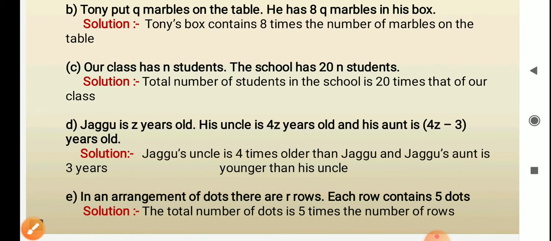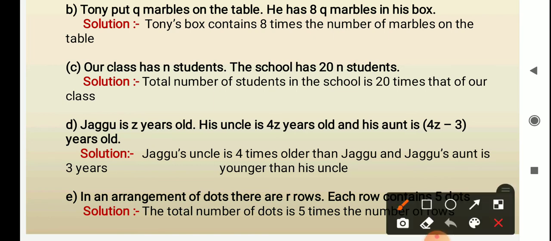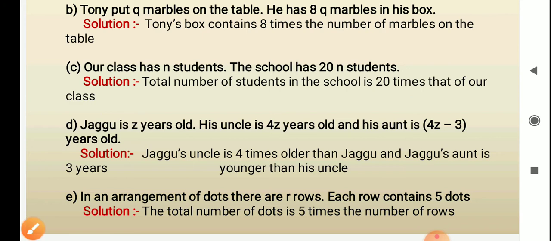Next question. Our class has n students, means that is the information. So we have to form the statement for which expression? The school has 20n students. So how to write it? The total number of students in the school is 20 times that of our class. Means here the class strength is given and we have to find out the school strength. So the total number of students in the school is 20 times that of our class.